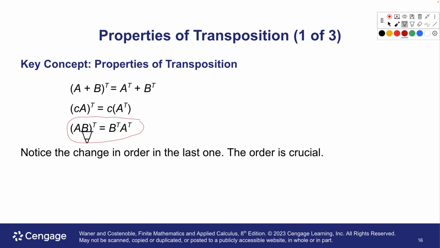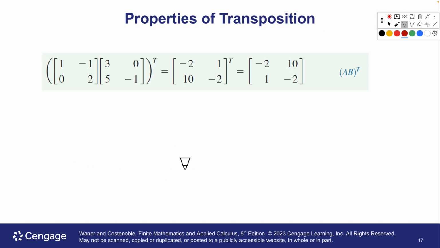So we could take A times B and then take its transpose. But look here, if we do the transpose first, then we have to take B times A. So the order of the multiplication changes. It's just a change in order. And one way to see that this is true is if we multiply the matrices first. So this is A and this is B. We take its transpose afterwards. So we do the multiplication first, we got here.